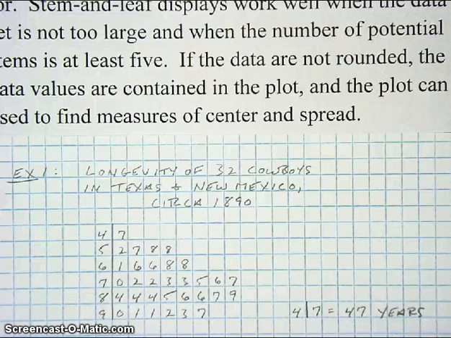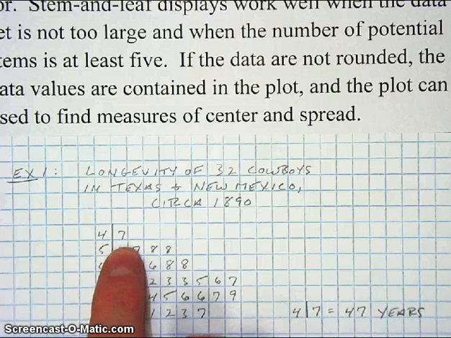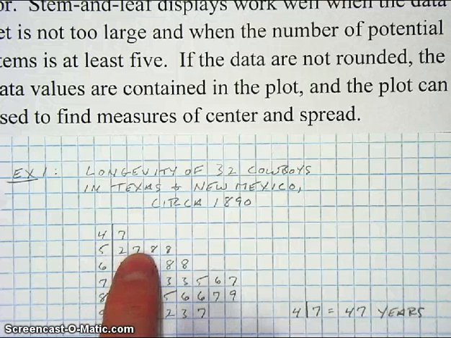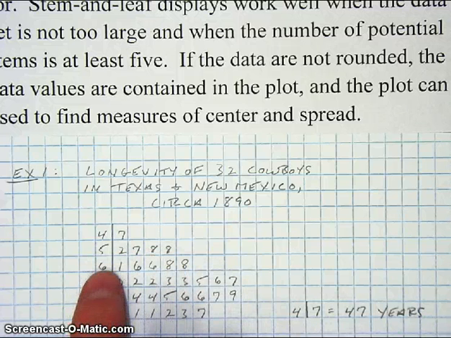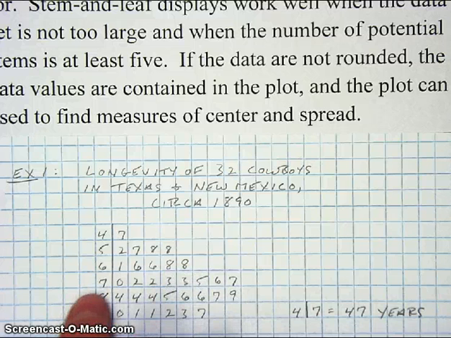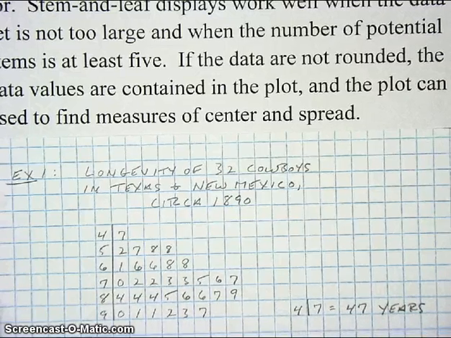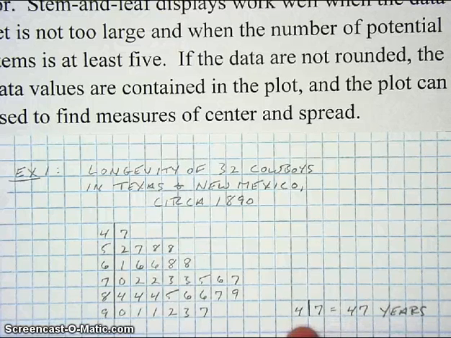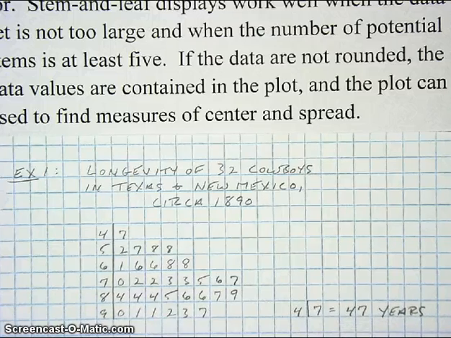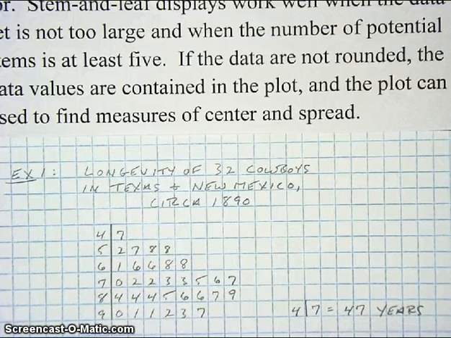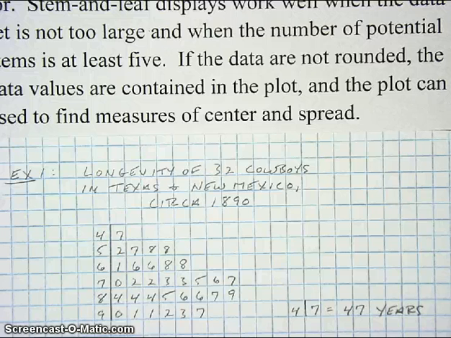There was one who died at 47, and 4 who died in their 50s. 1 died at 52, 1 died at 57, and 2 died at 58. 5 died in their 60s. 8 died in their 70s, 8 died in their 80s, and 6 died in their 90s. So those are pretty significant lifespans. Over here you see the key. The 4 with the slash and the 7 stands for 47 years, the age at which the cowboy died. You could answer lots of questions about the data from this.